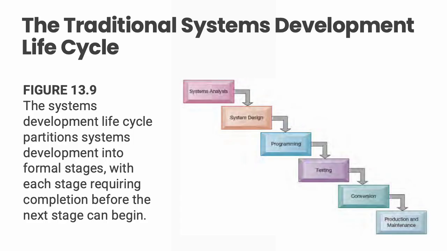Okay, so this is the picture of the traditional system development life cycle. As you can see, it shows a very classic step-by-step method for building a new information system. We start from system analysis and then design, programming, testing, conversion, and production and maintenance.